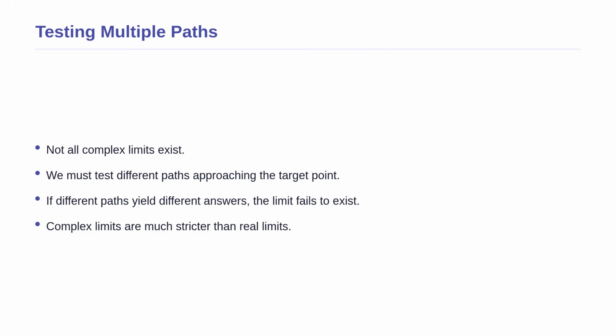To see if a limit exists, we must test different paths approaching the target point. If we walk along one path and get one answer, but walk along a different path and get a different answer, the two paths disagree on the final destination. When this happens, the overall complex limit simply does not exist. This strict requirement makes complex limits much more rigid than real limits. Let us look at a classic example of a limit that fails to exist.